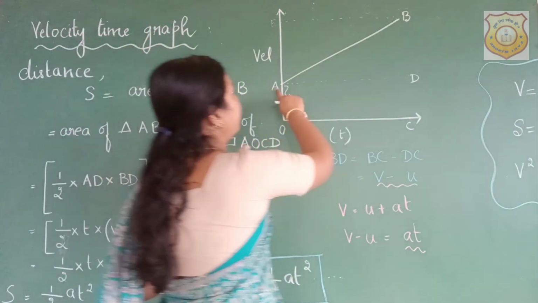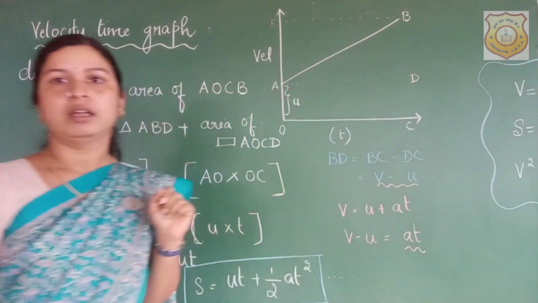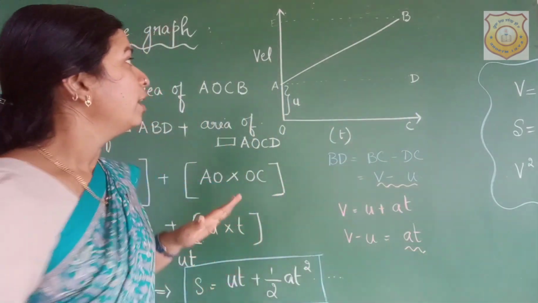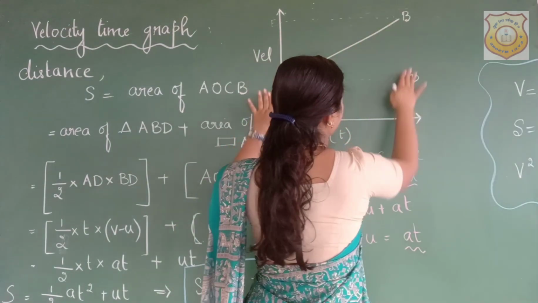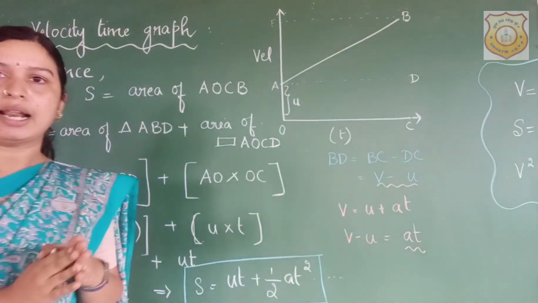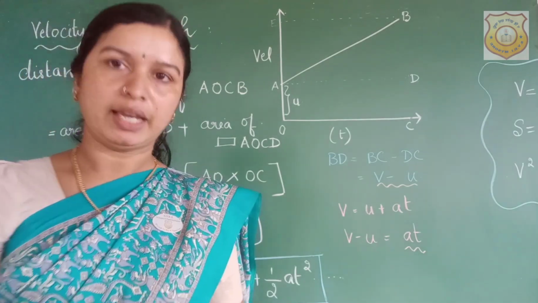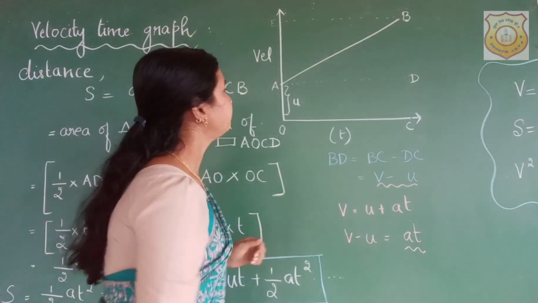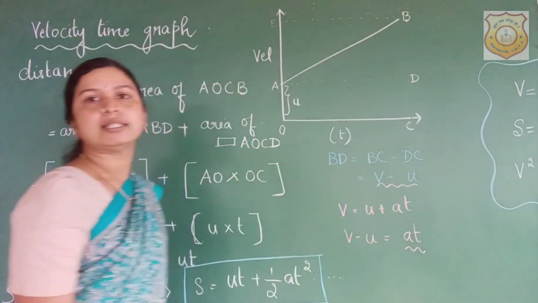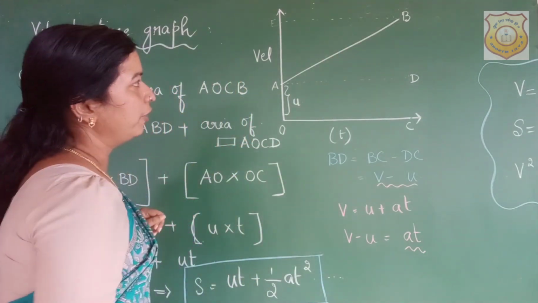So if you see the graph AB, how do you find the distance? We have to find the complete area below this line AB. So only when we find the complete area, we can calculate the distance. So like the previous time, we are just going to complete the figure.